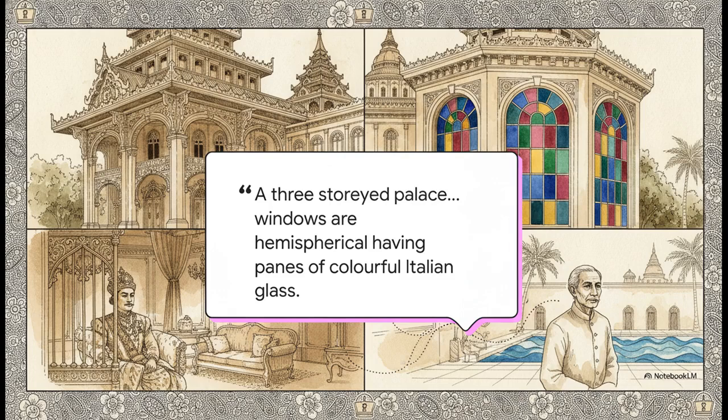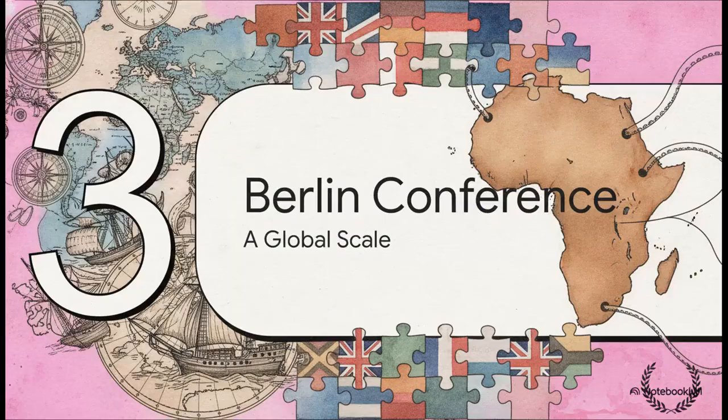The source notes that the British used the exact same policy for Emperor Bahadur Shah II after the 1857 War of Independence in India. They exiled him to Yangon in Myanmar, where he eventually died. So they literally swapped their royal prisoners across the Bay of Bengal. Unbelievable, right? Let's zoom out now to Section 3, the Berlin Conference, a global scale.